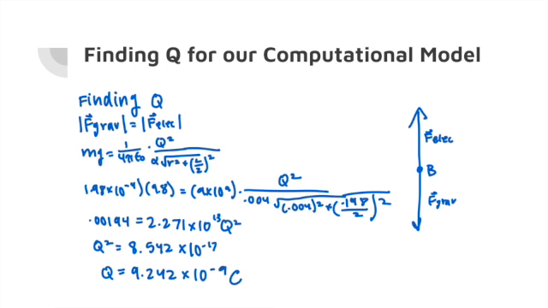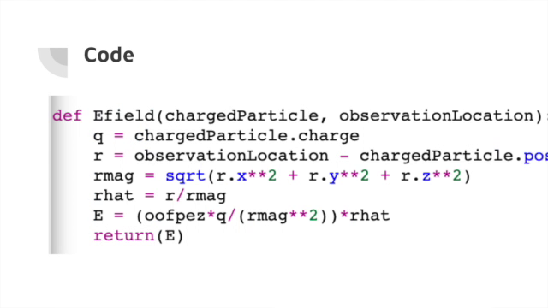So here are the calculations that I did and used in my GlowScript code to find Q. I set the magnitudes of the gravitational and electric forces equal to each other. I used the formula of the electric field of a rod and calculated Q that way. So I got 9.242 times 10 to the negative 9th coulombs.